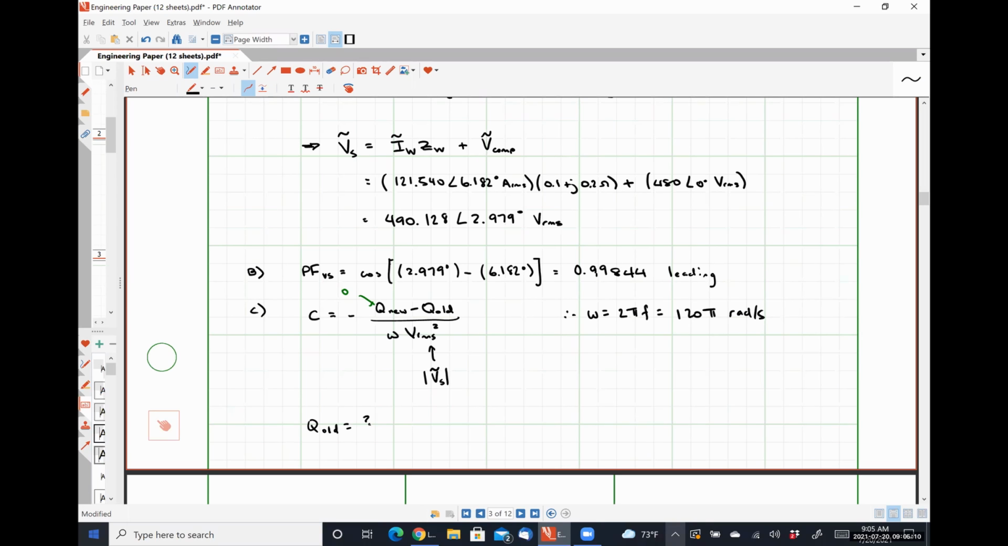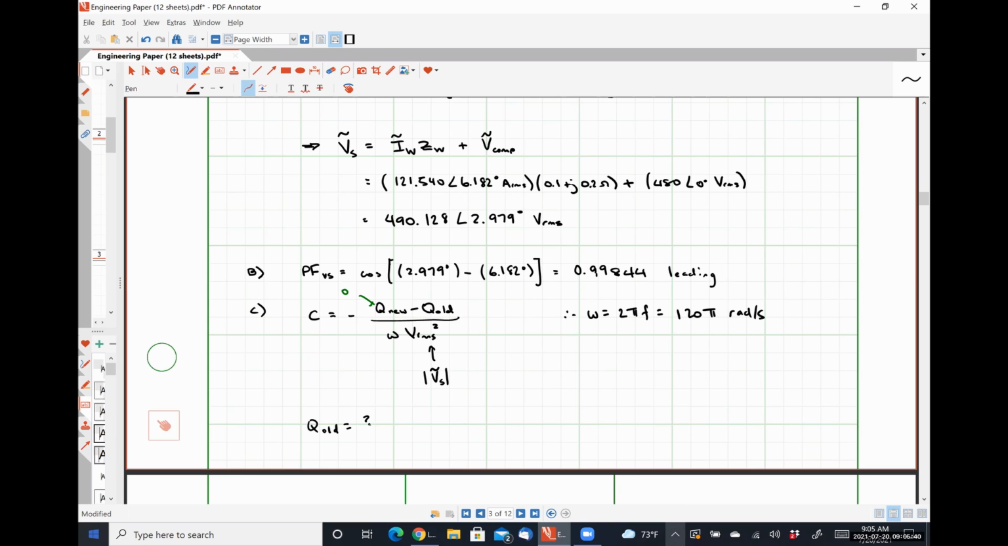Maybe put the voltage source in rectangular form. And would that be cool? So Q old is representative of the reactive power, so I'm not entirely sure how the real or imaginary part of the voltage would give us that directly.